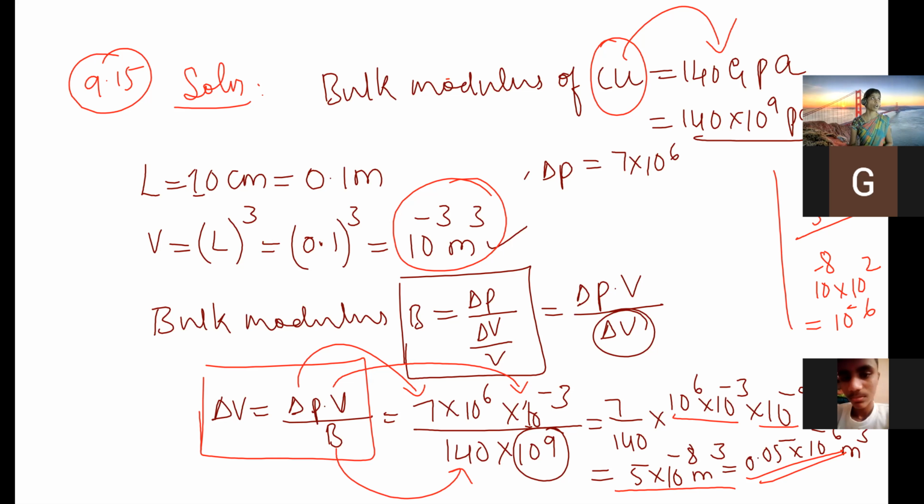And we know the formula of bulk modulus, that is B is equal to delta P divided by the change in volume to the original volume. And substitute all the given values. Delta P they have given in the question itself, that is 7 into 10 to the power of 6. And volume we calculated as 10 to the power of -3. Bulk modulus of copper is always constant, that is 140 gigapascal. Substitute everything and simplify.